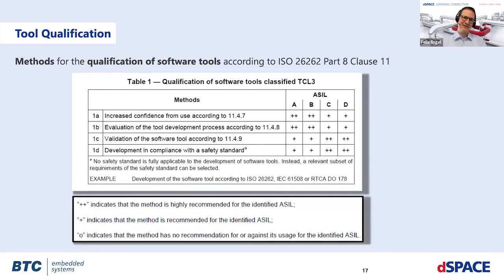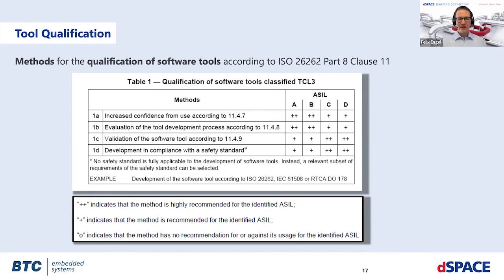The standard asks us first to ask how much do I need to trust the tool, and that's the TCL here, the tool confidence level, and 3 is the highest. So it says I need to have very high trust in the tool, and then to gain that, I could use one of those methods here. But if I want to go to a high ASIL, it would be 1C or 1D. And of course, validation of the software tool, that's hard, especially if I'm not the vendor. So as a customer, that's tough.